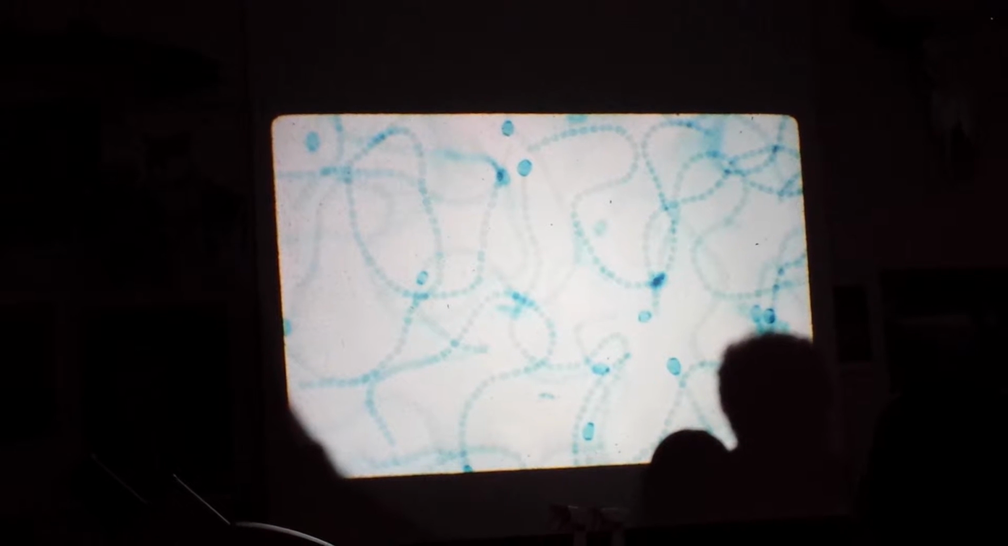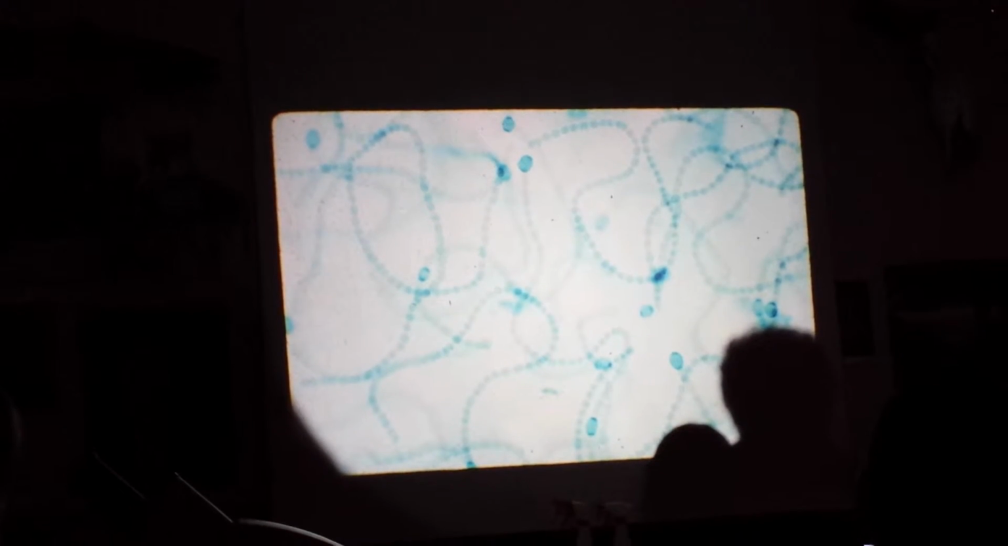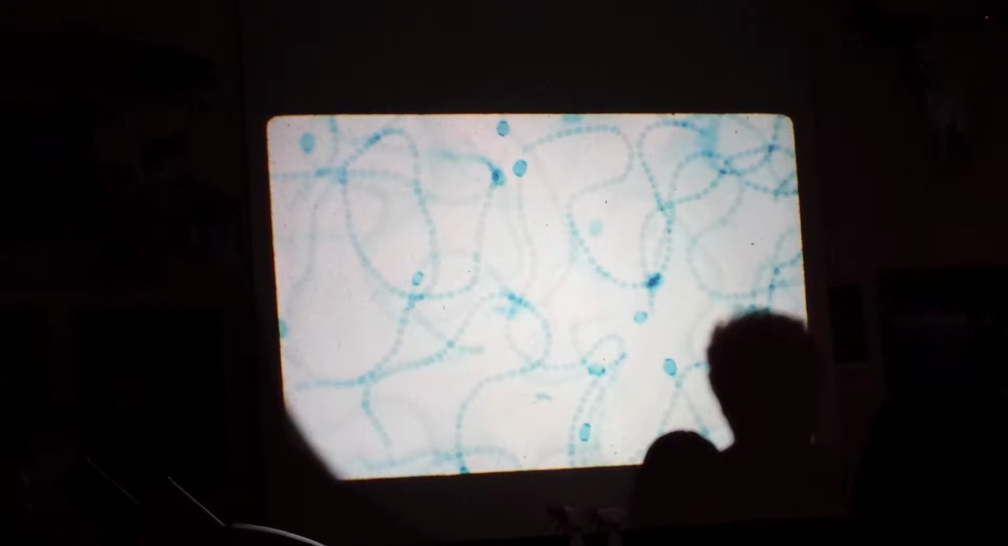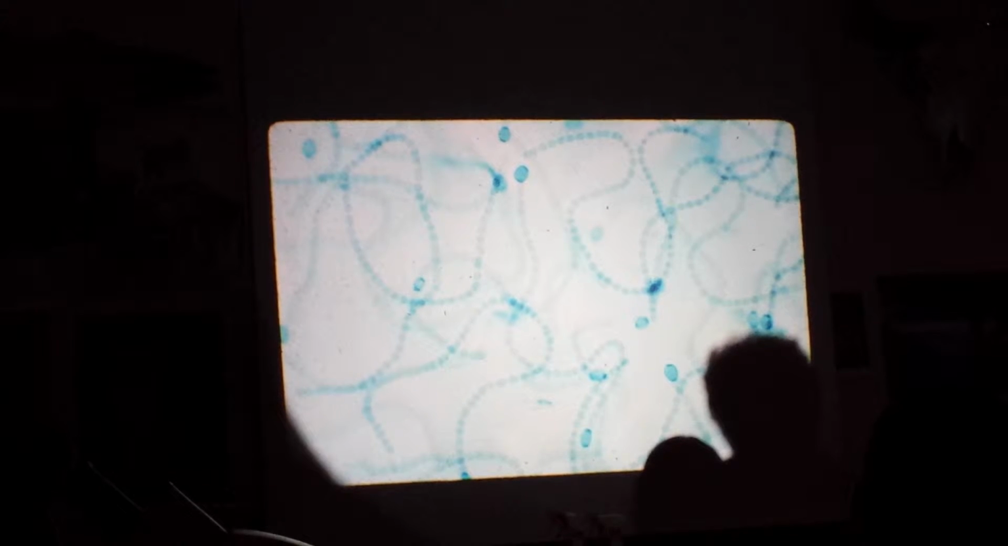What kingdom is this in? Bacteria? Bacteria, yeah. Well, I don't know if I put that on this. I think this is just protists I put on this. But the phylum would be Cyanophyta, blue-green algae.